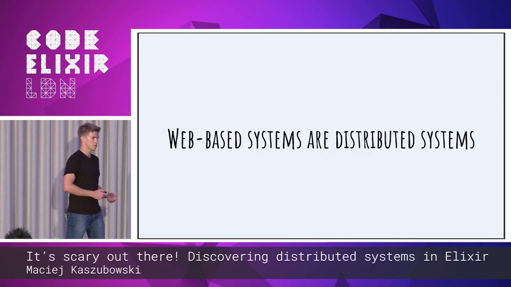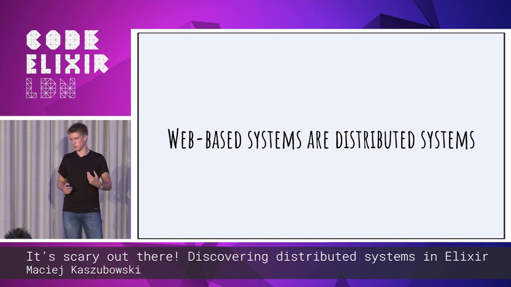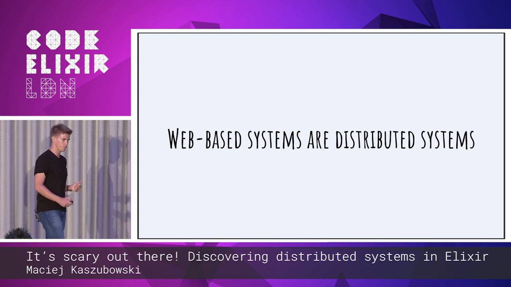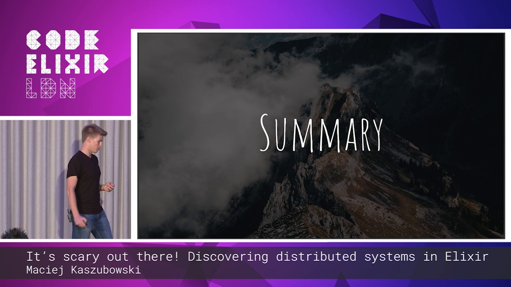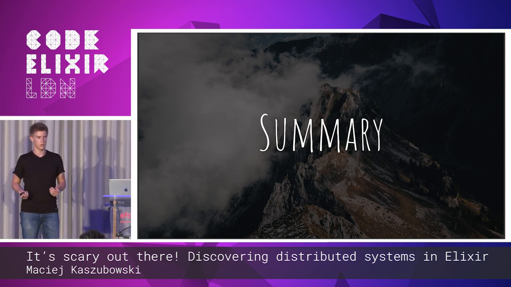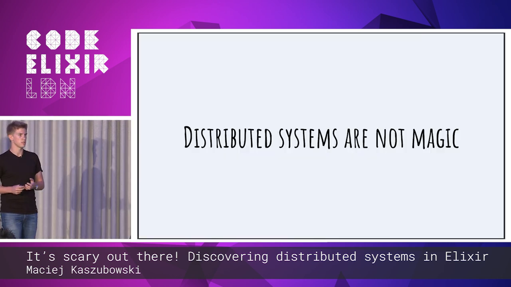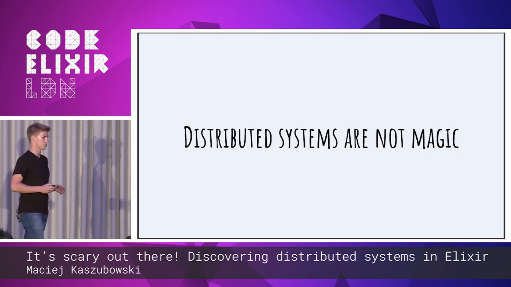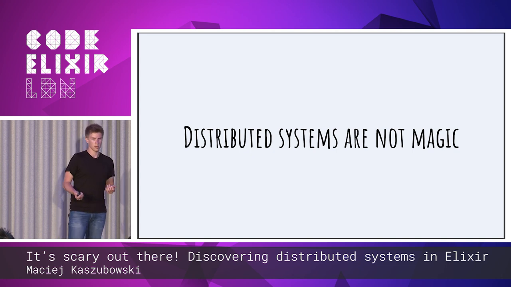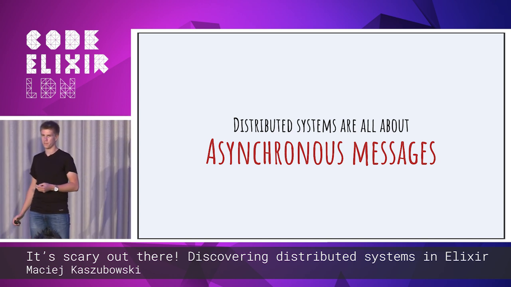Because web-based systems are essentially distributed systems. And when you learn to see it that way, you will end up with better solutions. So to sum up all of the stuff that you may hear about distributed systems, some say that distributed systems are magic because things are happening in all sorts of crazy ways. But it's not exactly true, because distributed systems are essentially about asynchronous message passing.